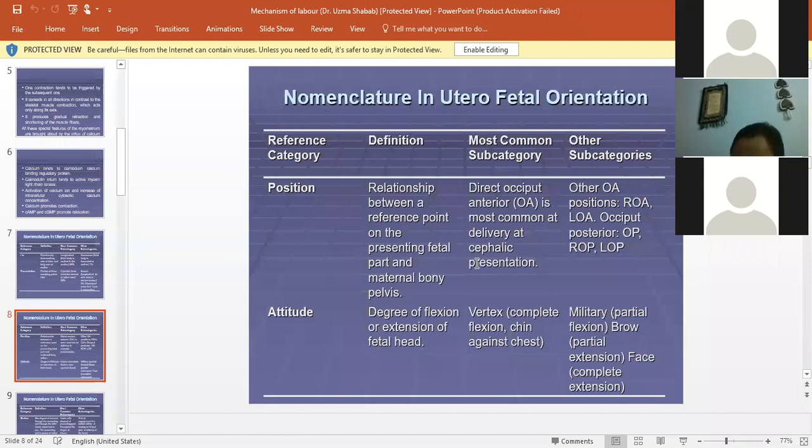What is attitude? It is the degree of flexion or extension of the head. If the head is well flexed, then it will present as a cephalic presentation. Partial extension will lead to brow presentation, and a fully hyperextended fetus will present as a face presentation. So these are the different types of presentation, and this is included in attitude.